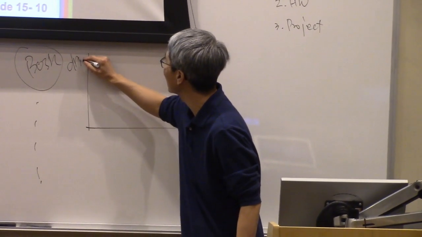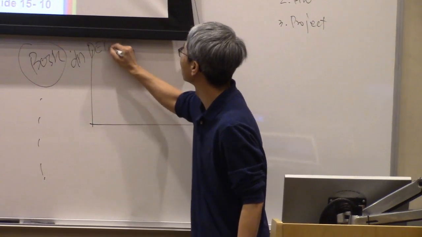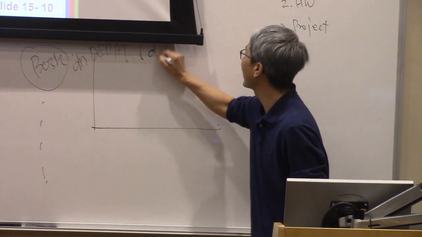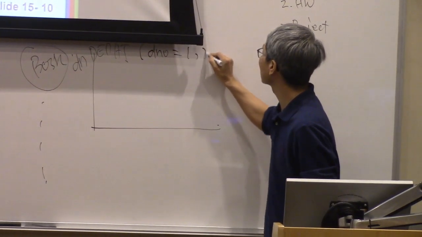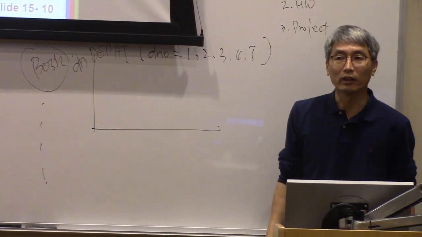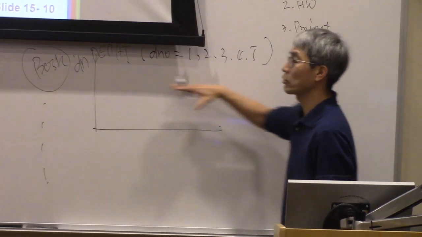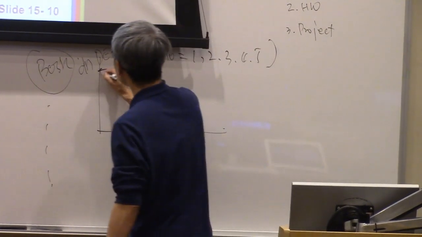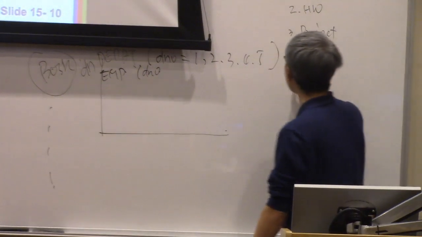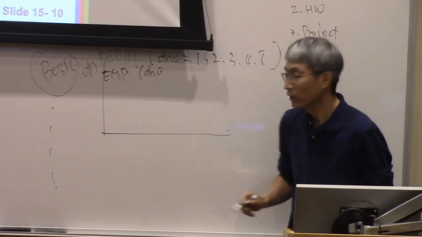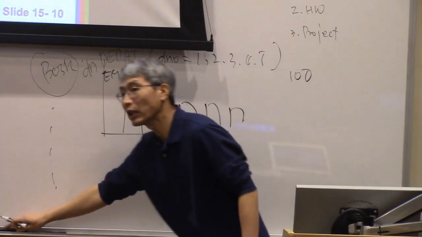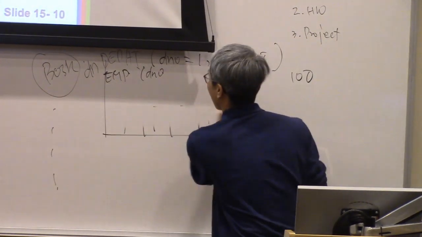Let's say this is the department table, and the DNO is 1, 2, 3, 4, 5. Five department numbers. Then they are not uniformly distributed. Let's say the employee has the DNO, and we have 100 employees. They are not like 20, 20, 20, 20. Real data is not like that.